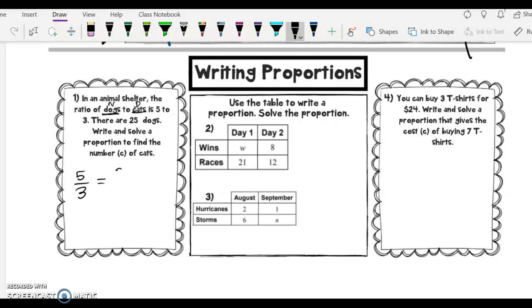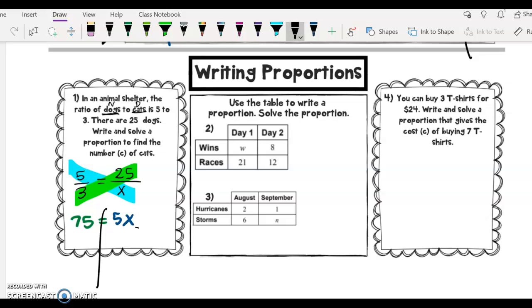So this is equal to my 25 dogs, which means what I'm trying to do is find a fraction that is equivalent to 5 over 3, but will give me a total of 25 dogs. So I'm going to now use my 3 steps, which means I cross multiply. 3 times 25 is going to give me 75. And then 5 times x gives me 5x.